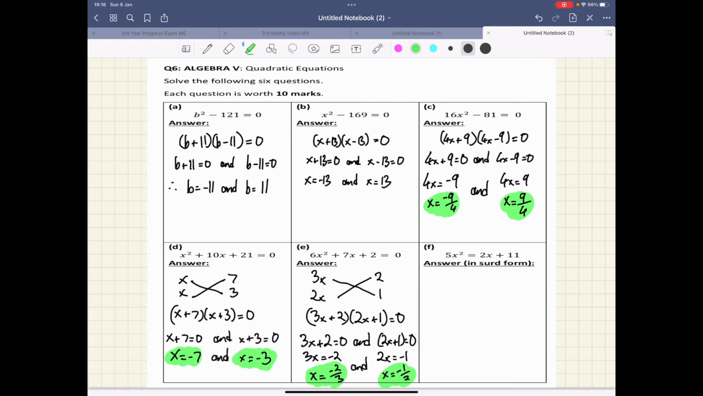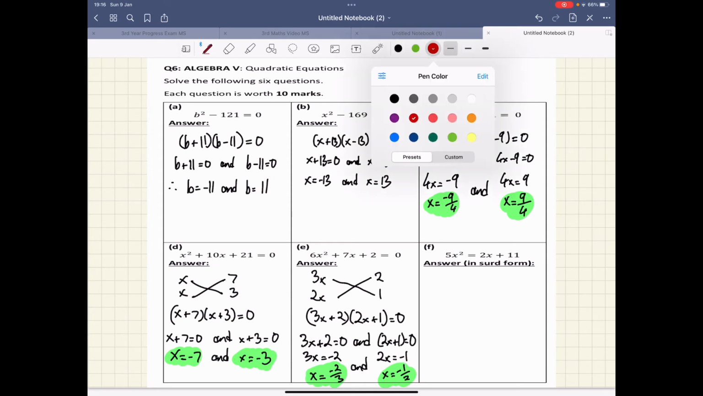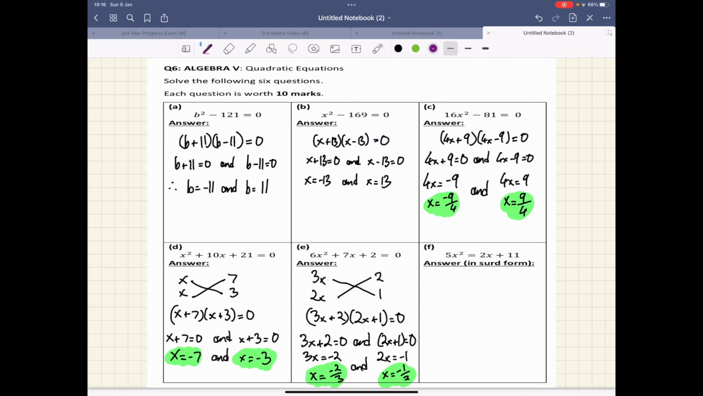So part F, this was a minus b formula question. So you had to go to your log tables. I'll write the minus b formula up here in purple for some reason. So minus b plus or minus the square root of b squared minus 4ac all over 2a. All right. So I'll say a is equal to, b is equal to, and c is equal to.